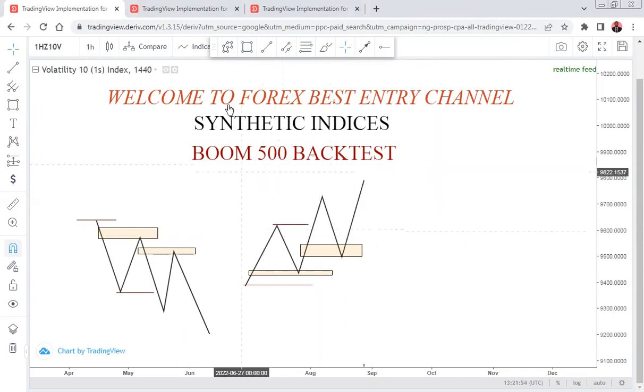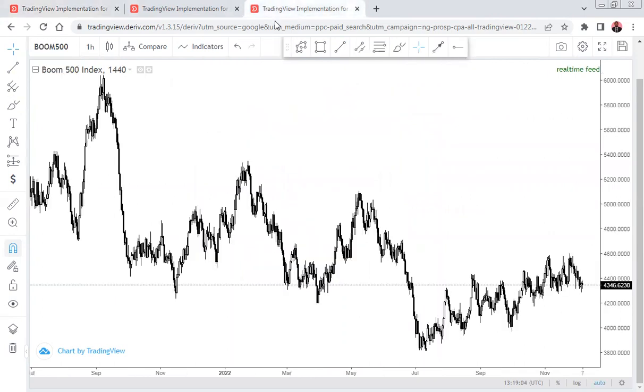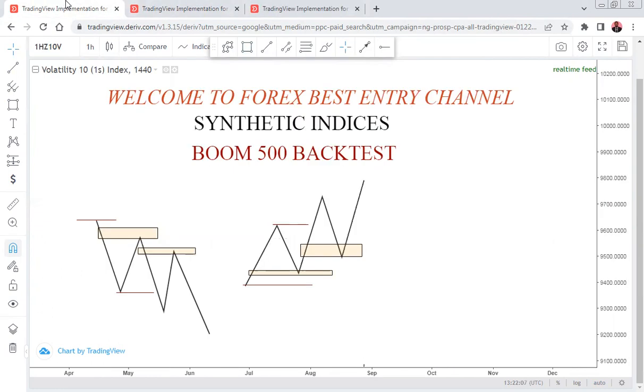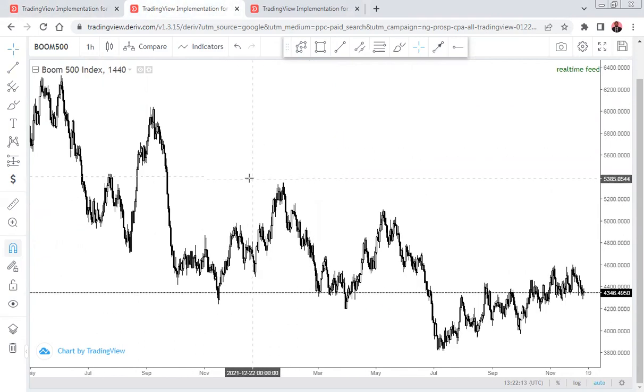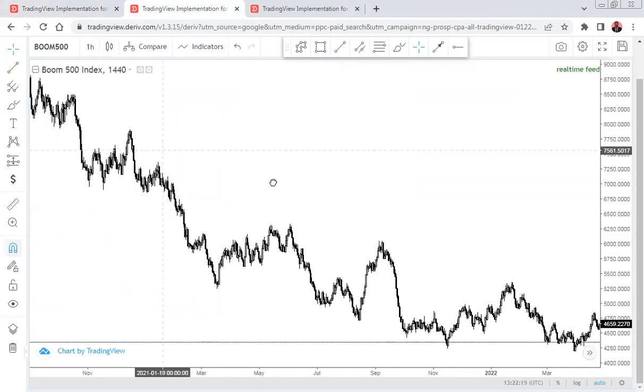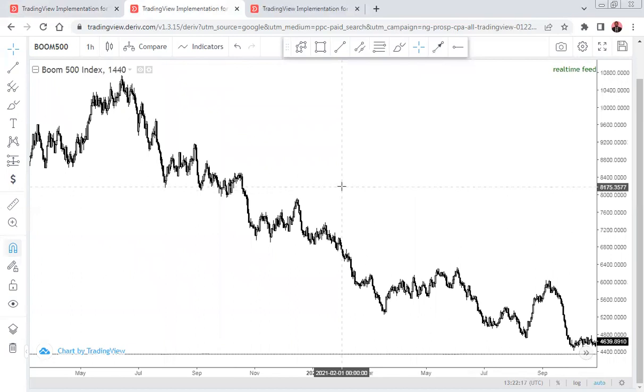Thank you. Let's go to Boom 500 and find out what it has been doing in a while. First, I want to identify the structure. What's the structure of the market? If I pitch my screen, you will see that this asset has been on a downtrend for a very long time.